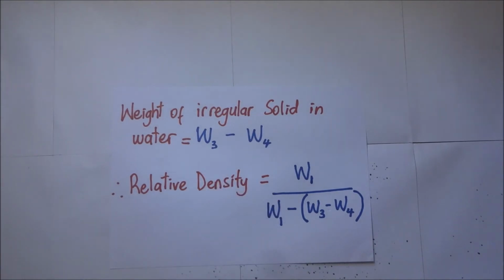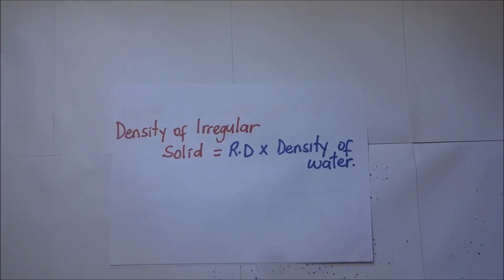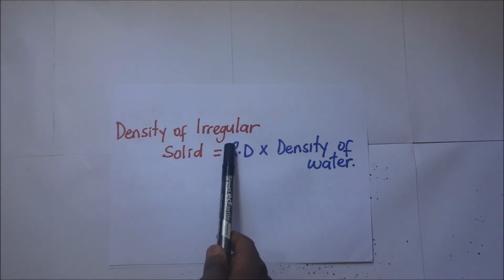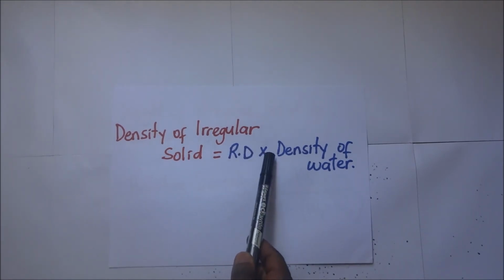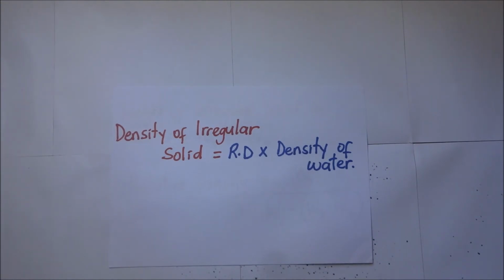After getting the relative density of that solid, we can go ahead and find the density of the irregular solid by taking the relative density we've gotten in our previous step and multiplying that by the density of water. And that is the description of the experiment to determine the density of an irregular solid which floats in water.